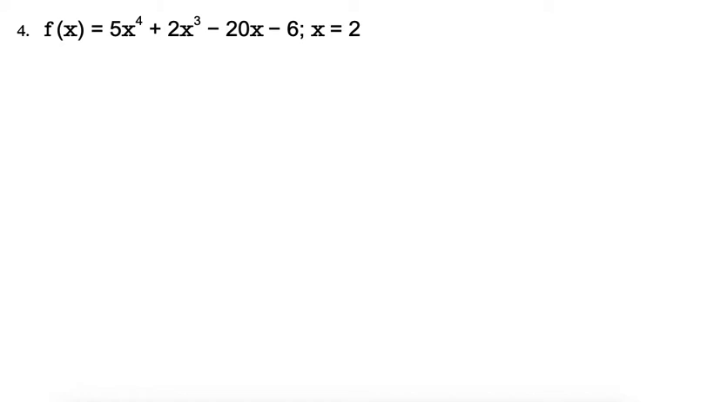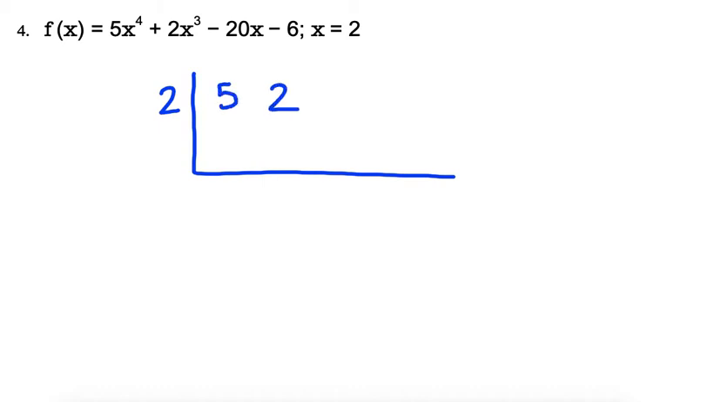Let's try another one. Given the function 5x to the 4th plus 2x to the 3rd minus 20x minus 6, evaluated at x equals 2. So once again, I could take my calculator, plug it in all the times, and hopefully do the math and get the right answer. Well, I'm just going to do synthetic. So I'm going to substitute a 2 in the problem. So 5, 2, I'm missing my x squared, so that's 0. Then negative 20. And then I have negative 6.